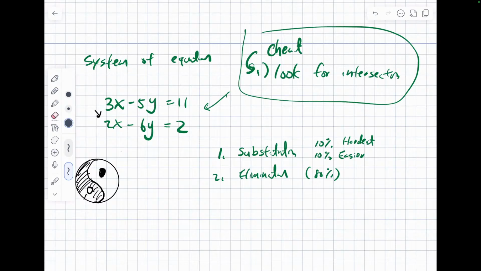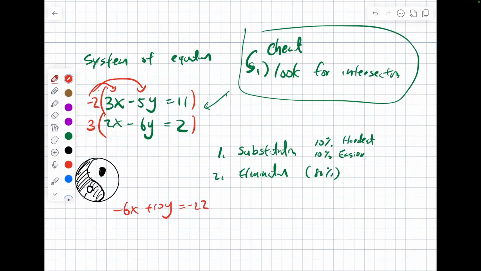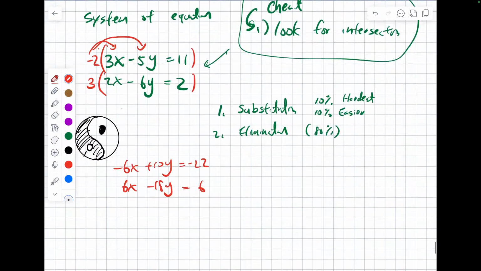So what I mean by opposite and equal strength, I can multiply the first one by -2. And I can multiply the second one by +3. So now you have an equal amount. Do you see that this is -6x? And you're going to distribute, that's going to give you plus 10y. And it's equal to -22. Is that okay? And this one's going to be 6x minus 18y is equal to 6.